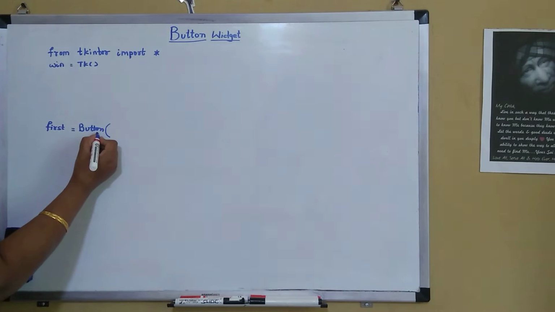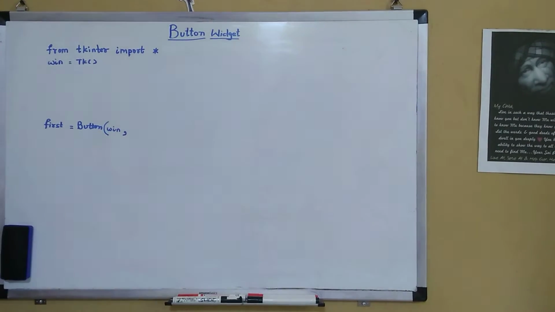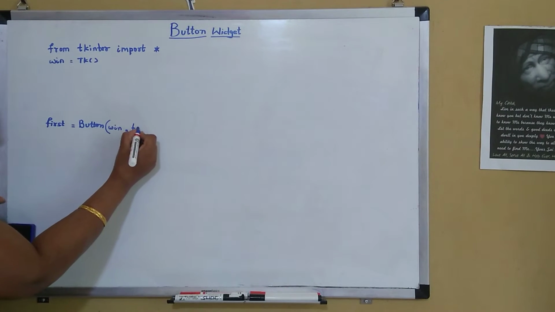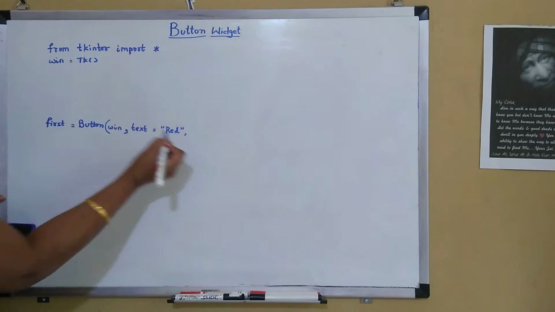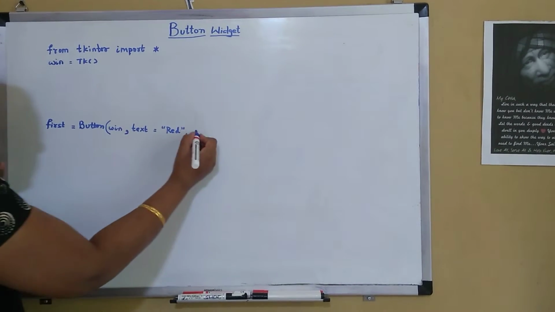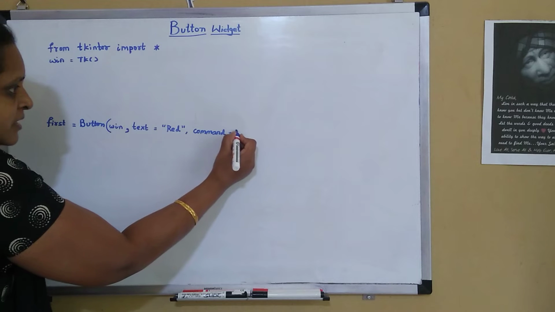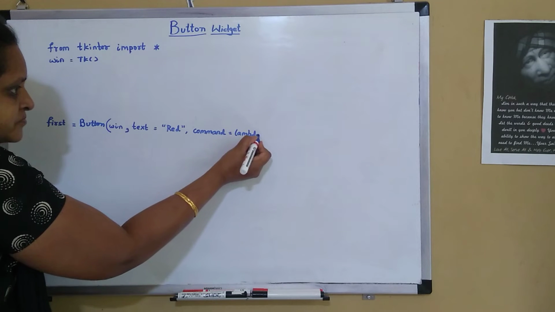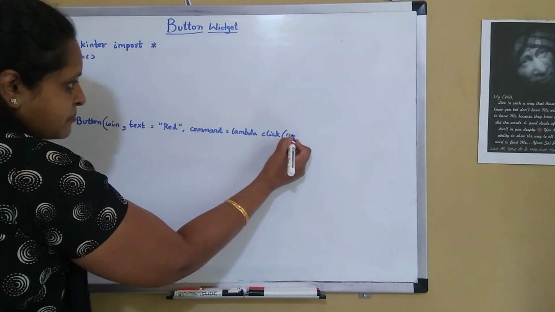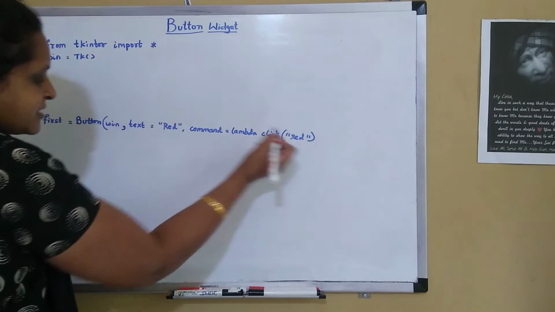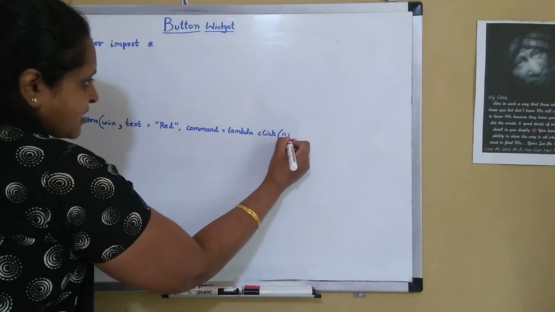And where should I place this button widget? On the main window. So I have to give it as win. And what should be the text I want? For the first button, I want the text equal to red. And command should be equal to lambda click, and then I'm passing the parameter equal to RED, red.